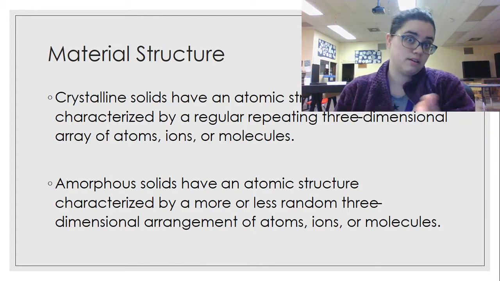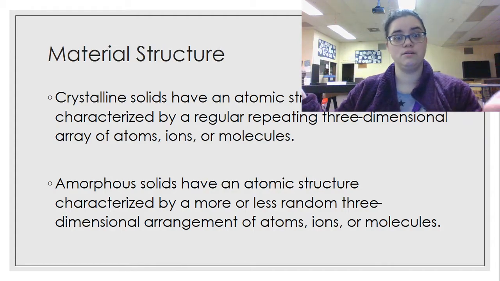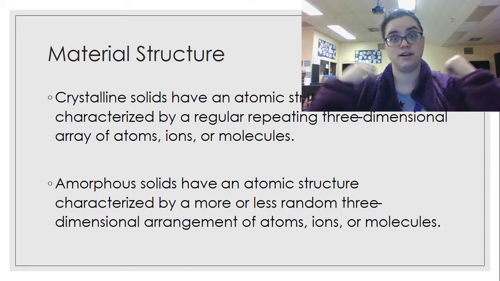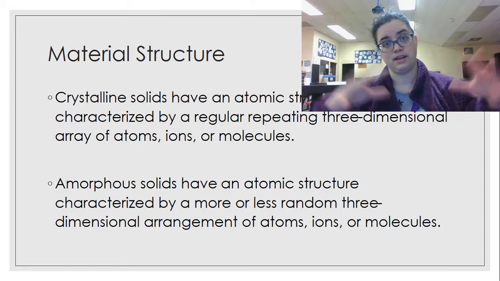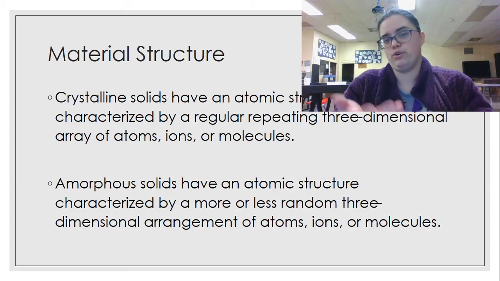An amorphous solid, on the other hand, is something where the molecules or the ions or the atoms are just kind of random. There's no real order or structure to them.